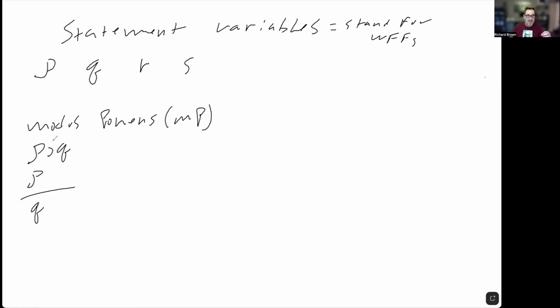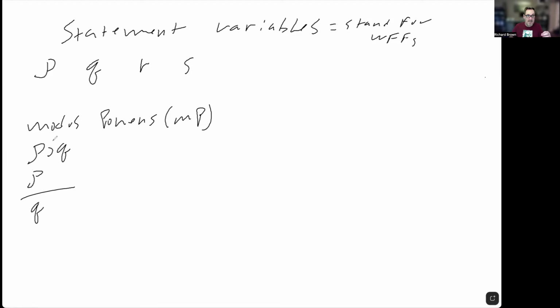So, for example, an example of modus ponens might be A horseshoe B as a first premise. Second premise would be A. Conclusion would be B. But of course, you could have A dot B horseshoe C wedge D as a first premise. The second premise might be A dot B, and the conclusion would be C wedge D.